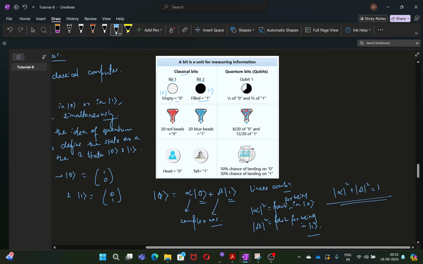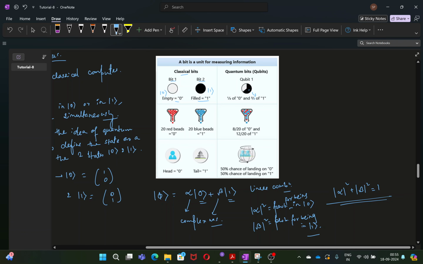But in quantum bits, or qubits, there is no specific 0 or specific 1. Rather, you can see there is a circle which has both black and white present. There is a certain probability of it being black, which is this portion, right? And it has a probability of 2/3. So this is the 2/3 portion of the whole circle.